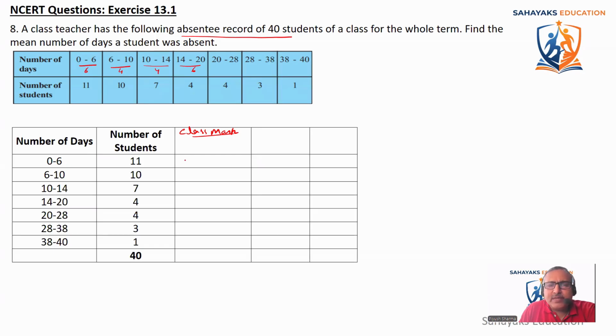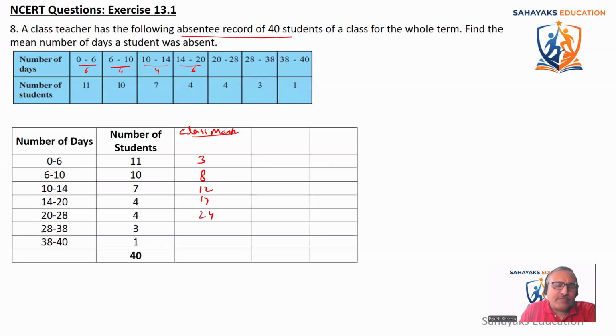Okay, 0 plus 6 divided by 2, it comes out to be 3. It is 6 plus 10, 16 divided by 2 comes out to be 8. 10 plus 14 is 24 divided by 2 comes out to be 12. 14 plus this is 34. 34 divided by 2 is 17. 48 divided by 2 is 24.